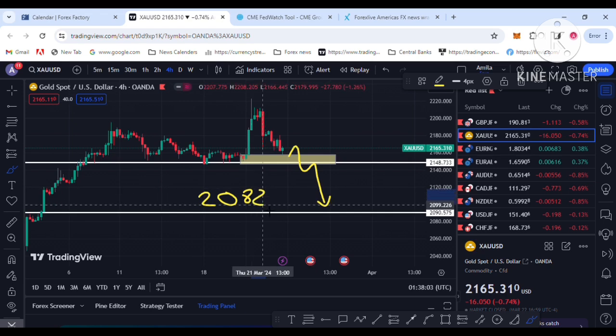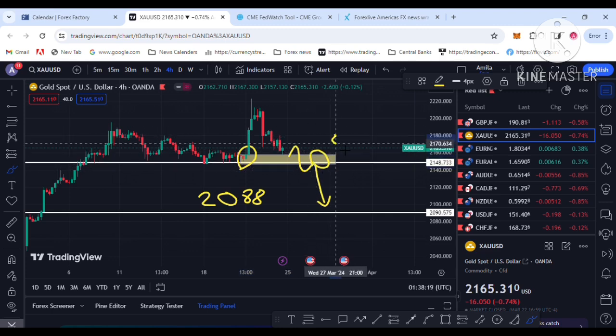Next week you will deal with this buy zone, which I am marking in yellow color. This is the important 2150 zone. If this demand zone fails, the next price is 2088. This is your sell opportunity next week. That is my first forecast.